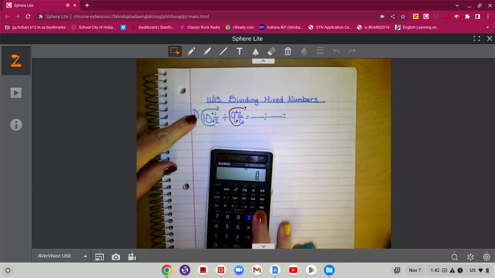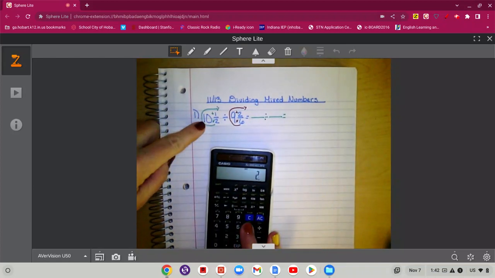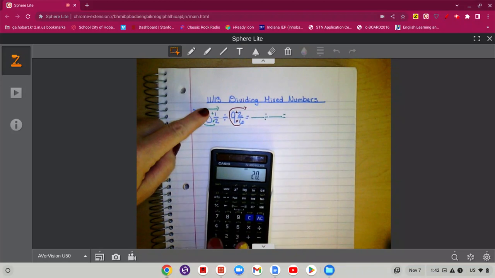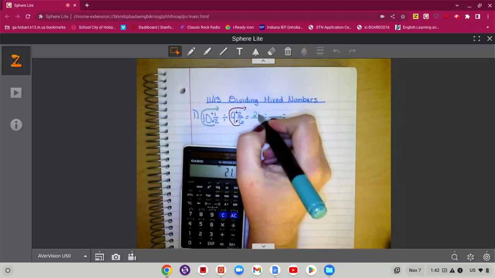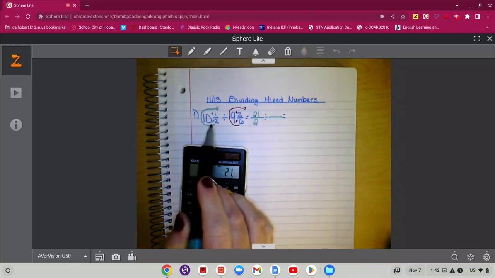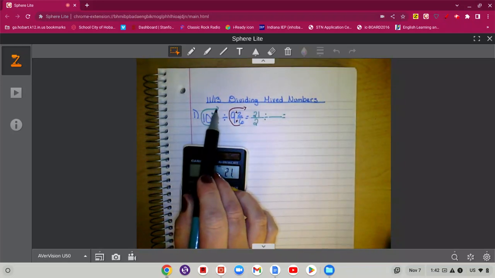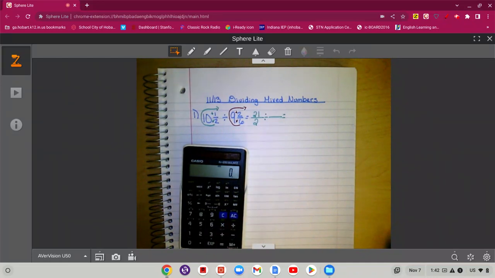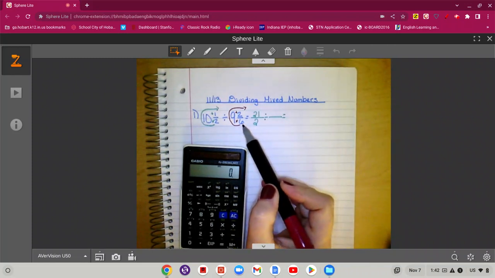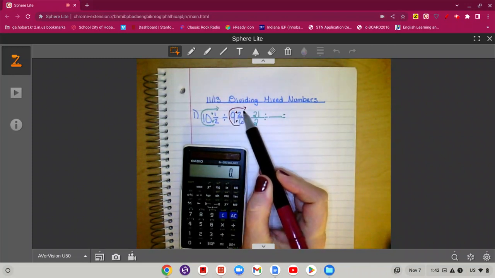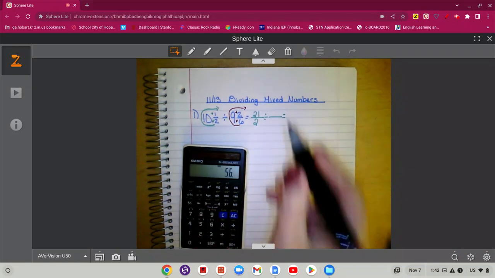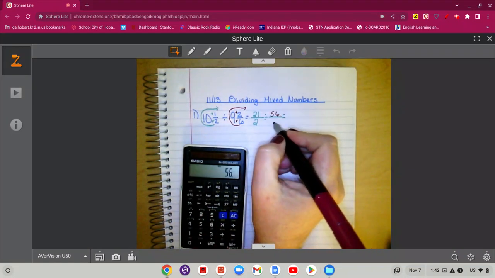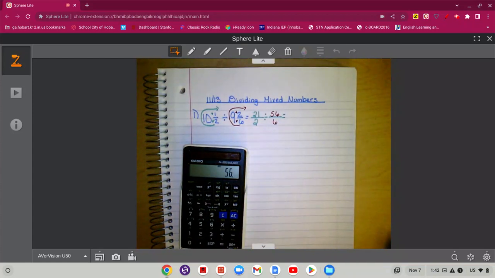So, to work on my first one, I would take 2 times 10 plus 1 to get 21 over 2. Okay, 2 times 10 plus 1 gives me 21. Then for my second one, you would take 6 times 9 plus 2. So 6 times 9 plus 2 gives me 56, and my denominator stays the same.